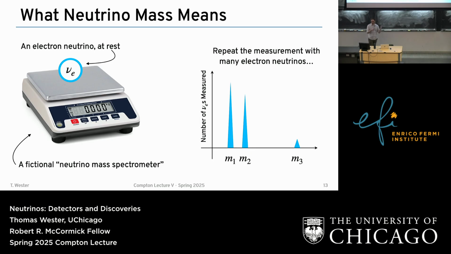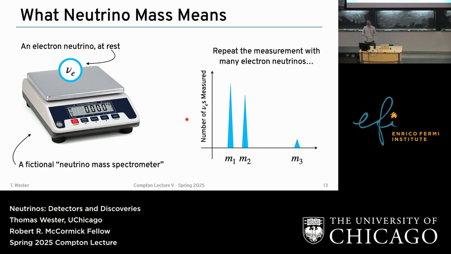I'm taking an electron neutrino and I'm putting it on a scale. This doesn't exist, but if it did, what you would see if you measured enough electron neutrinos is this kind of distribution forming. The vertical axis in this plot here is showing the number of electron neutrinos you've observed, and the horizontal axis is the mass. If I made enough measurements of the mass, what I would see is that for each electron neutrino I got, I would have some probability of getting mass 1, some probability of getting mass 2, and some probability of getting mass 3. And it would be proportional to how much the electron neutrino mixes with those mass states.